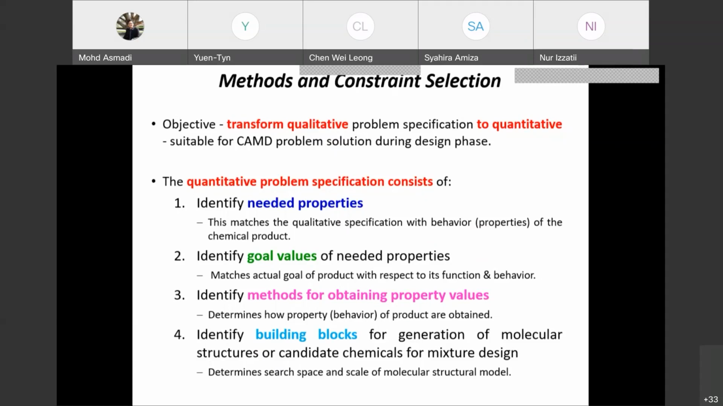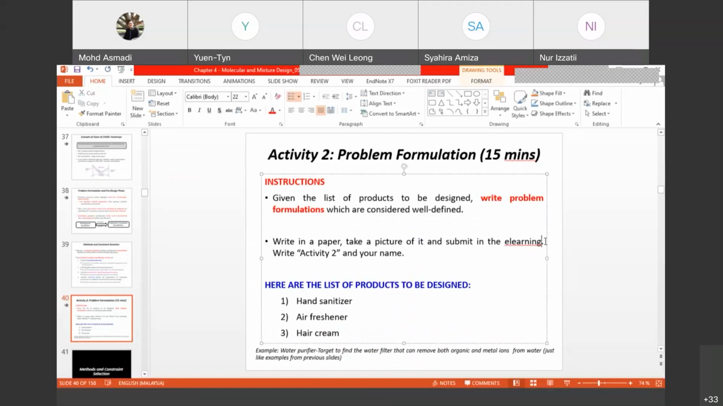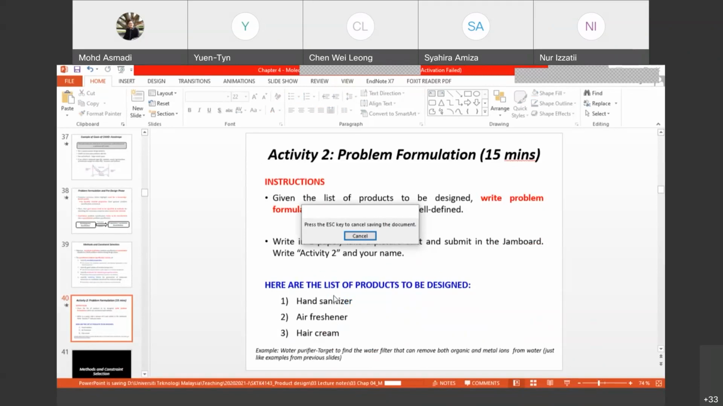So we have activity two, problem formulation. I give you about 5 to 10 minutes. Given the list of products to be designed, write a problem formulation which is considered well defined. Write on a paper, take a picture of it and submit it in the Jamboard. I will give you the Jamboard. Here are the list of the products. I give you the same link again.